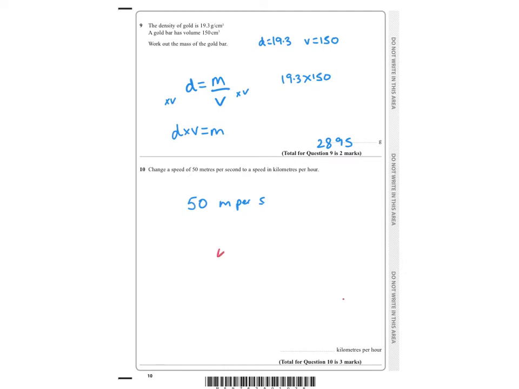Okay. So we want kilometres per hour. Right, so let's think about this. Metres to kilometres. So 500 metres is 0.5 kilometres, so I am going to divide by 1,000. And then seconds to hours, times 60 times 60. Right then, so 50 divided by 1,000 times 60 times 60 is 180 kilometres per hour.